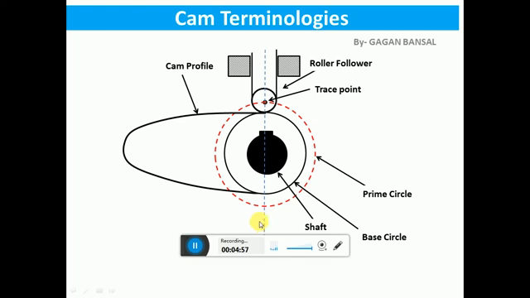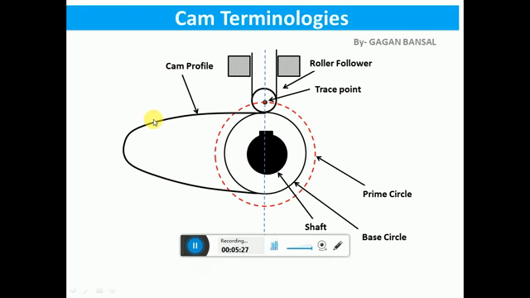For drawing the cam profile, as I said, the fundamental basis is that the cam is assumed to be stationary and the follower is moving around the cam to develop the cam profile. This is also known as the principle of kinematic inversion.